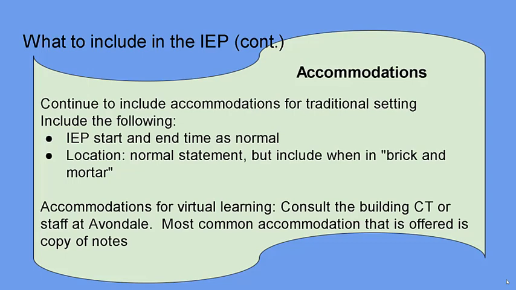In this case, within the accommodation, you're going to want to include a statement that says this is where the student is receiving this accommodation. It could be in a brick and mortar school only, or brick and mortar setting only, or in a traditional classroom, or something along those lines that indicates that this is the only setting or only place that they're going to get this accommodation.